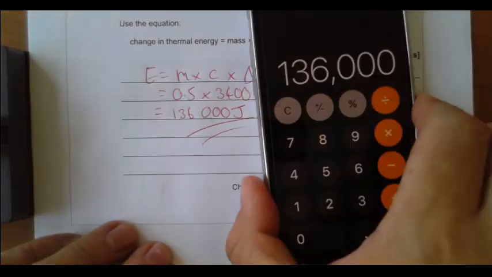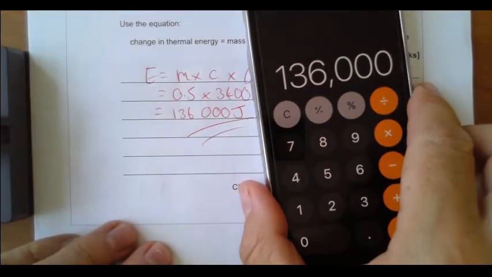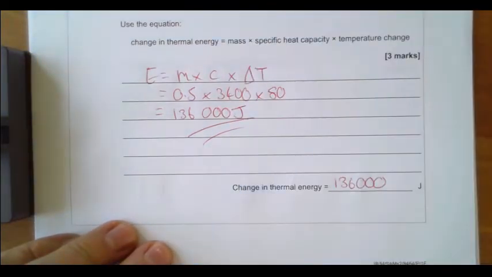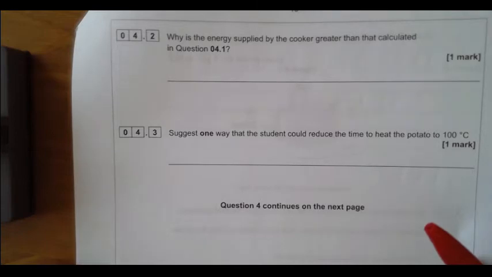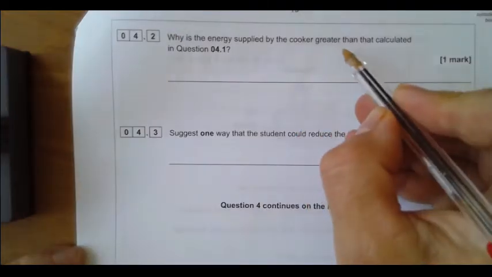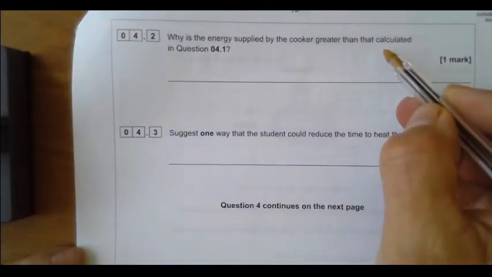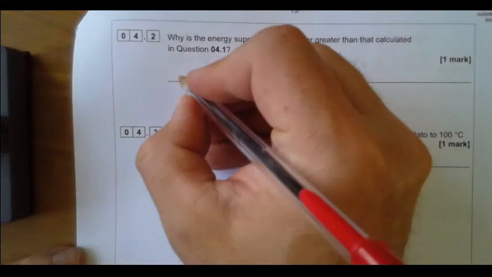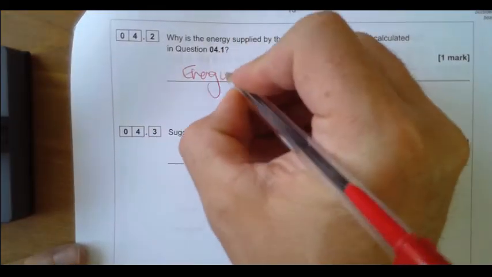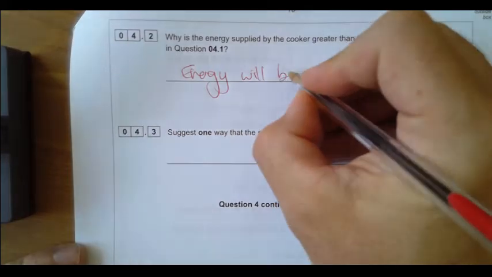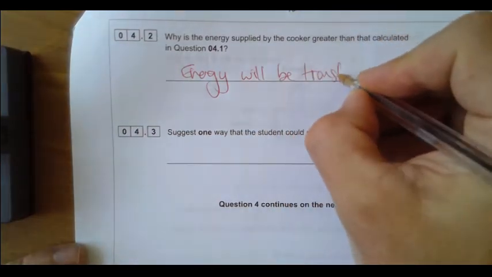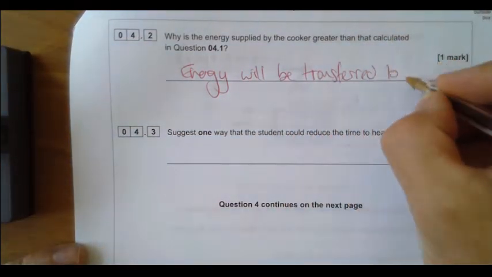Why is the energy supplied by the cooker greater than the calculated value in 4.1? So energy will be transferred to the surroundings. So you're not just heating up the potatoes, you're going to be heating up the water, you're going to be heating up the stove and the atmosphere as well. So this is just a good cover-all response.